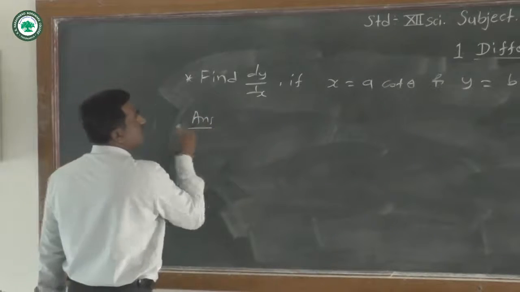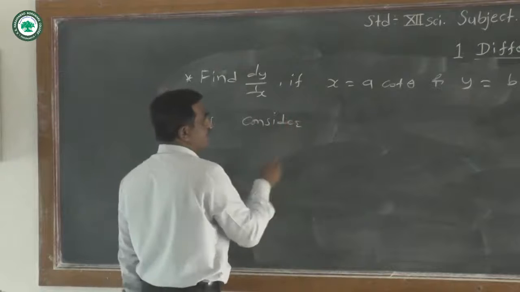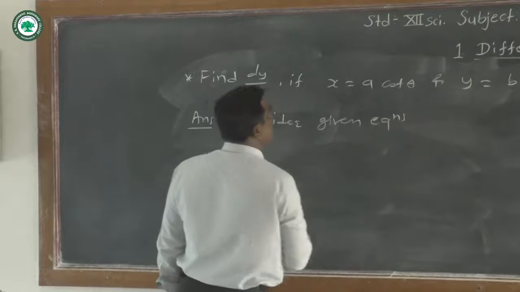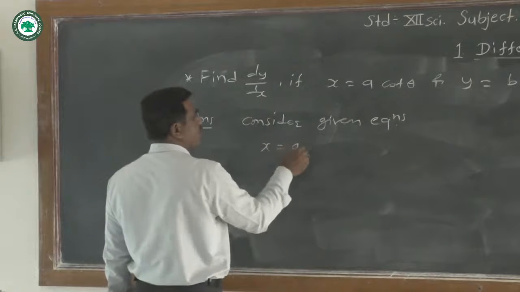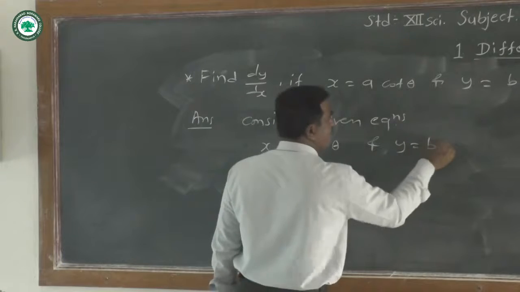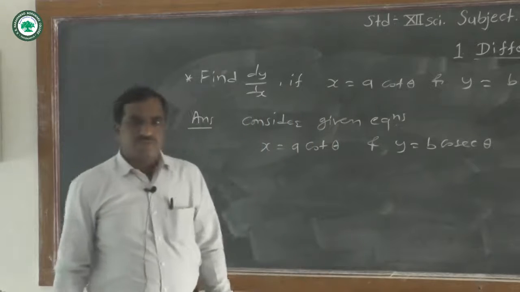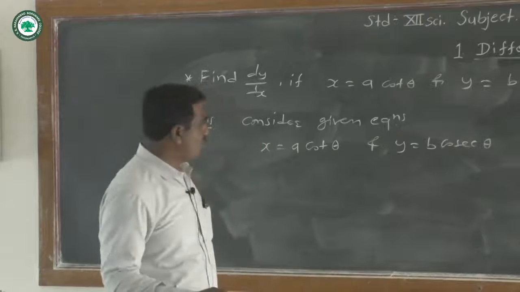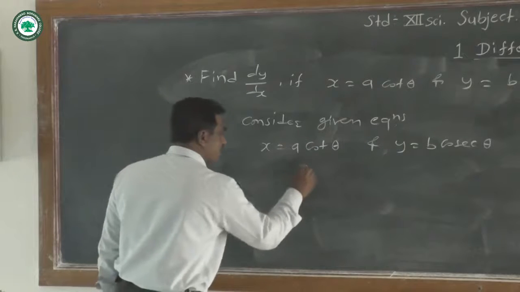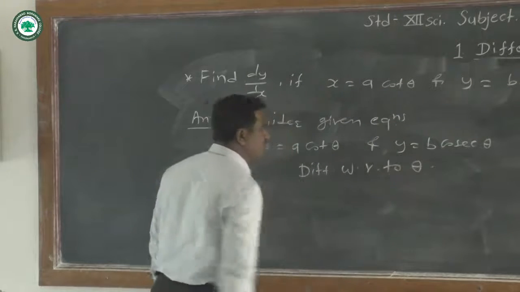Answer: consider given equations, that is x is equal to a cot theta and y is equal to b cosec theta. Now RHS of both equations is in the form of theta. Therefore, we can differentiate both equations with respect to theta.